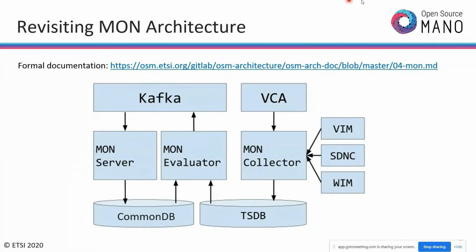There are primarily three modules of MON today. One is the MON collector. What it does is it collects the monitoring parameters either directly from the VIM or the SDN controller, or from the VCA, which is the proxy charms, from which it collects the metrics. VCA is primarily used when it is a VNF. The VIM and SDN controllers are more infrastructure. So it directly collects from the VIM and the SDN controllers, but with the VCA, it collects from the MON collector.